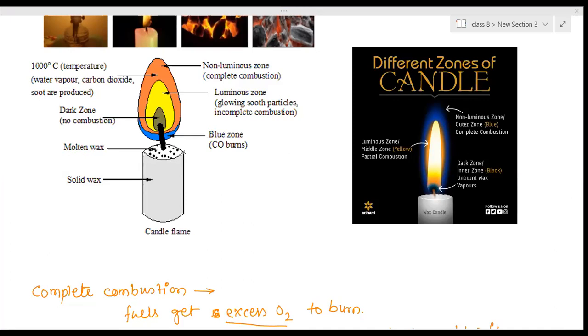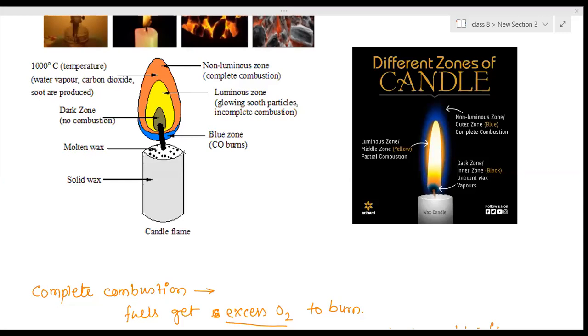Okay. In the outermost zone, complete combustion takes place, so the color of the flame is blue. It is also called non-luminous because light energy is not produced, and it is the hottest part of the flame. In the middle zone, partial combustion takes place, so the color of the flame is yellow and it is the moderately hot part. It produces more light energy, so it is the luminous part of the flame and provides a large amount of light.